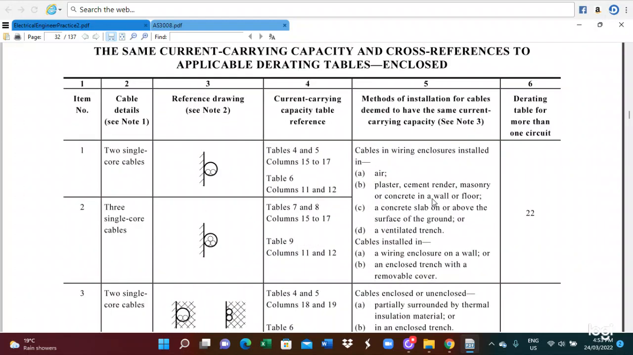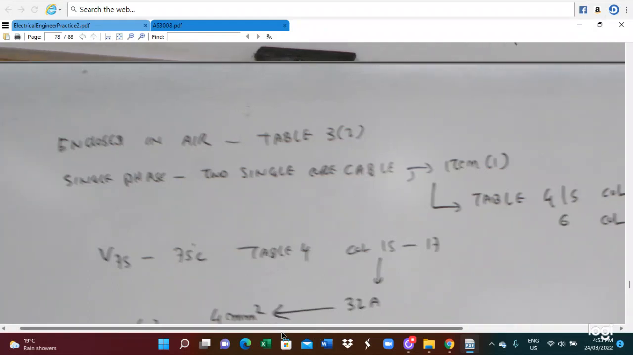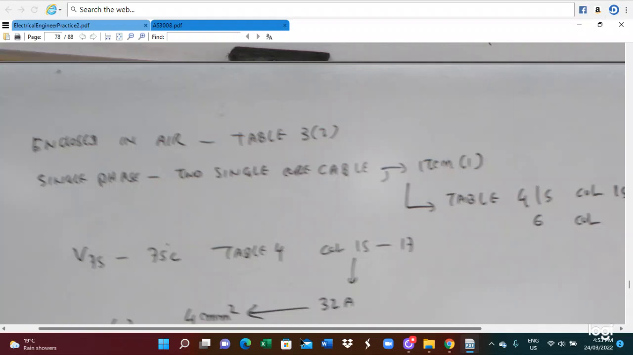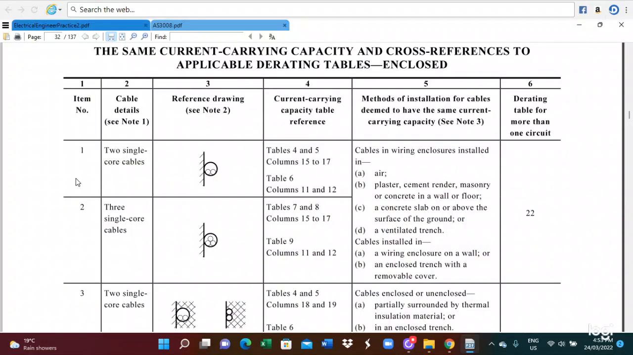For two single-core cables, which one do we have to utilize? Two single-core cables are enclosing A. So in this case, which item do we have to utilize? Item number 1: table 4, table 5 and table 6. Table 4 is for the 75 rating, table 5 for the 90 rating, table 6 for the 110 rating. So those are the tables we have to utilize.